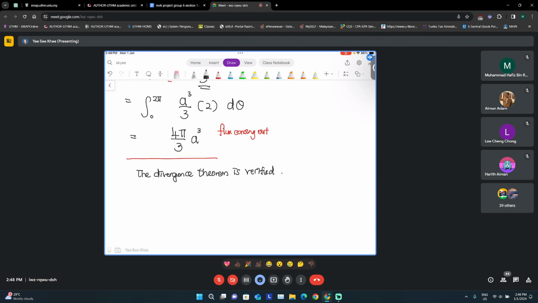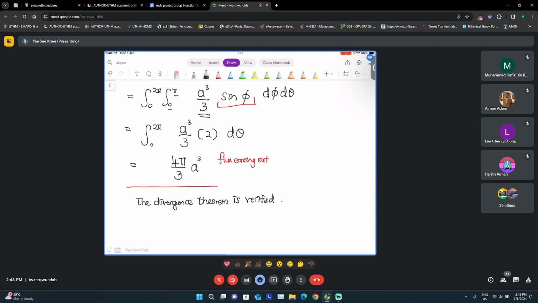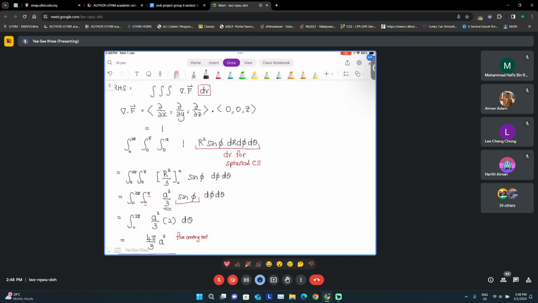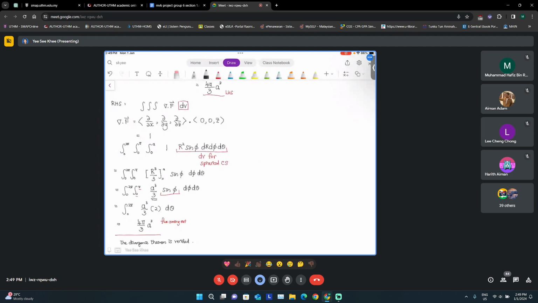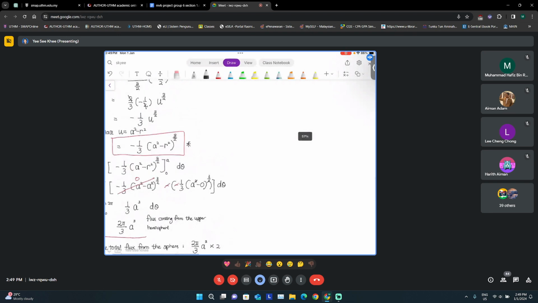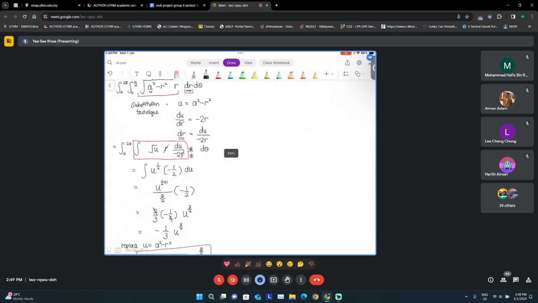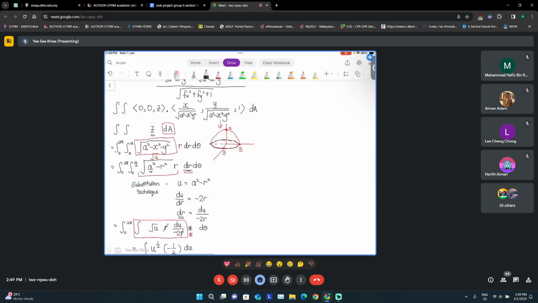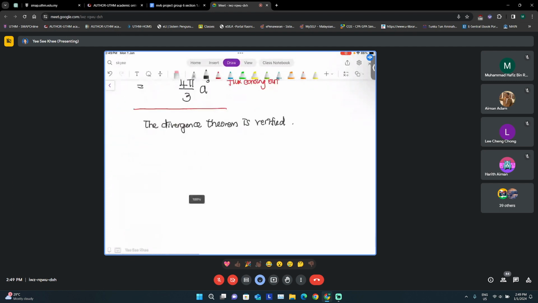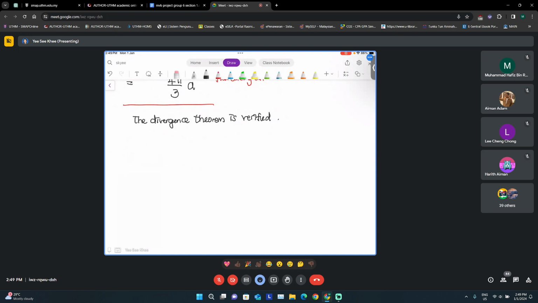You can see from the left hand side calculation and the right hand side calculation that the right hand side calculation using the divergence theorem is much easier, with very short steps. Whereas for the left hand side, we spend a lot of time doing the integration, and it is much longer compared to the right hand side. Let's try one more question. We will have a presentation also.